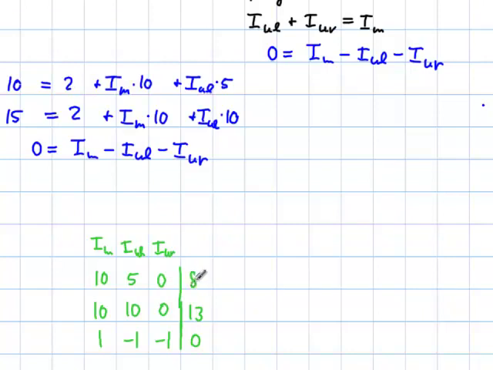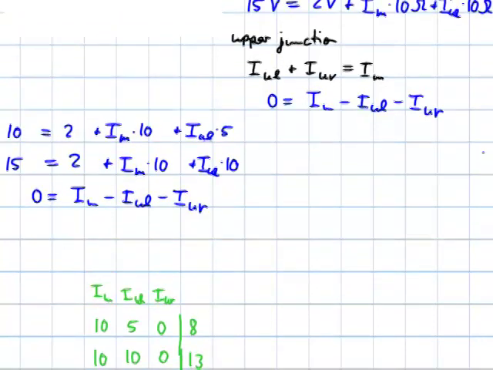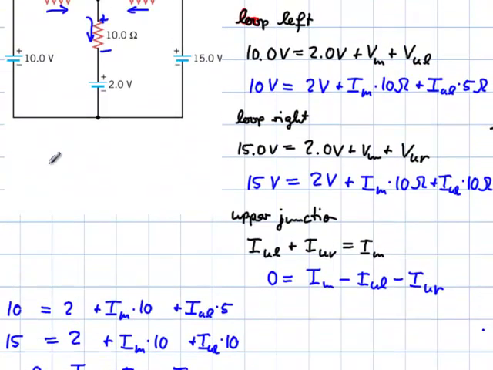Okay, I need to fix my mistake because my middle loop here has to involve IUR, so let me check that. I think that was just a typo. You might have caught that earlier. Yeah, right there. There it is. VUR, and then inexplicably I wrote IUL.